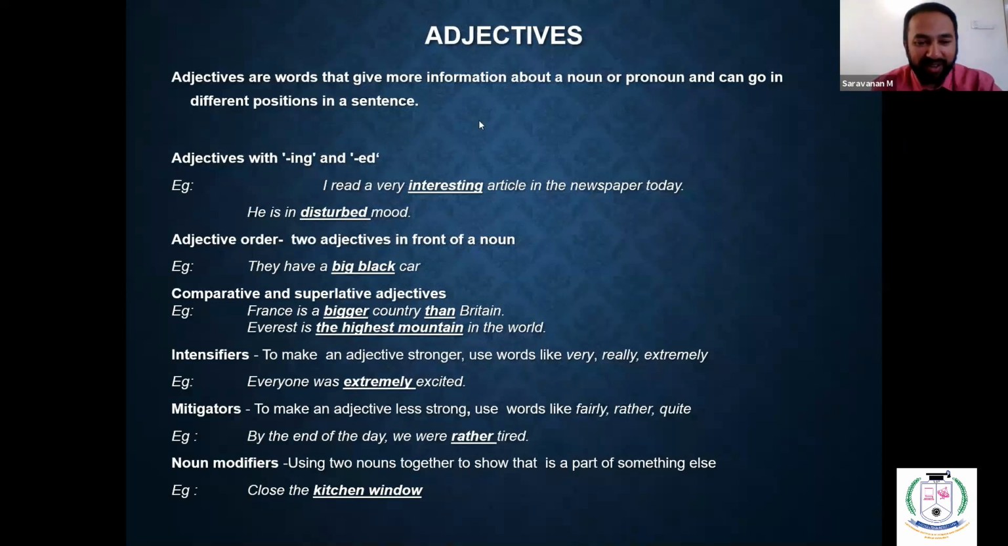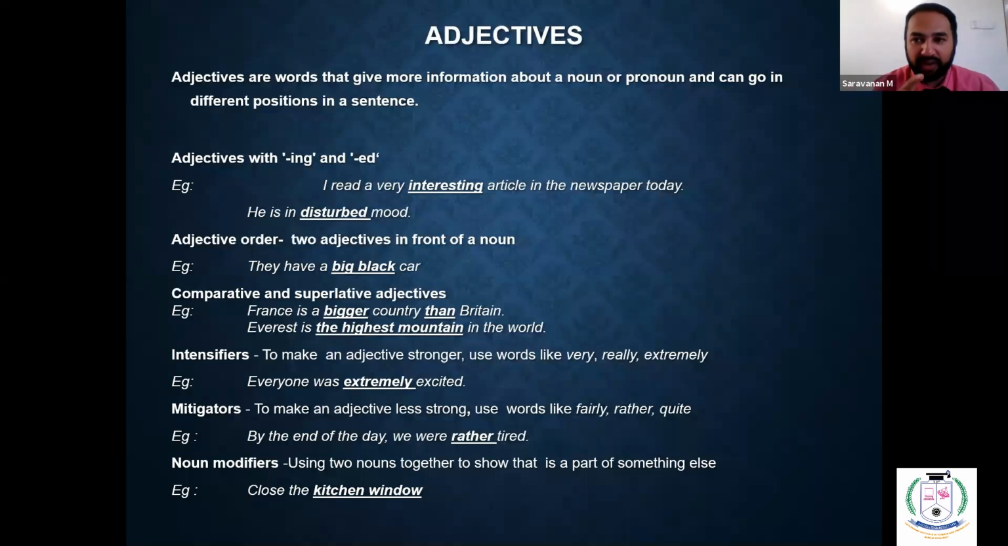Noun modifiers. One minute, just one minute. I'll complete this and we'll end the session. Noun modifiers: using two nouns together to show that something is a part of something else. Close the kitchen window.